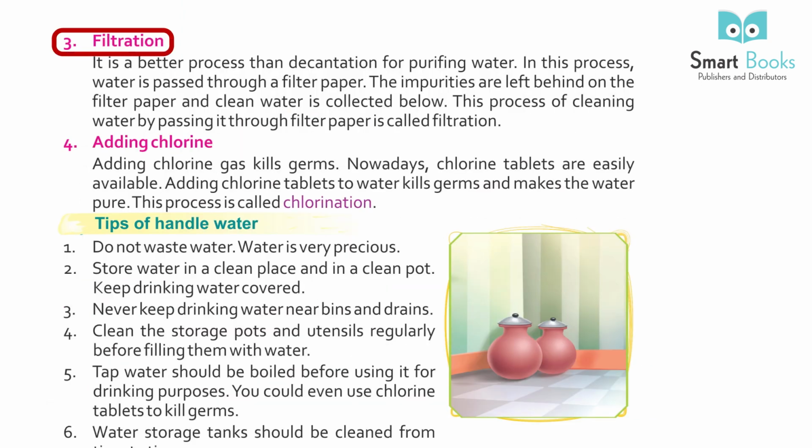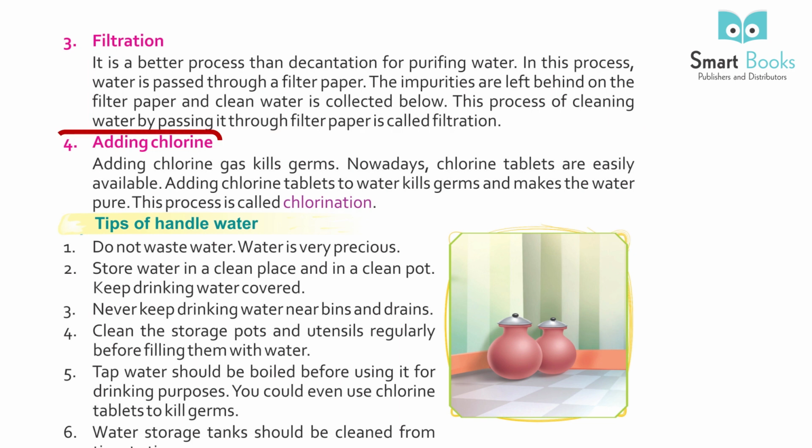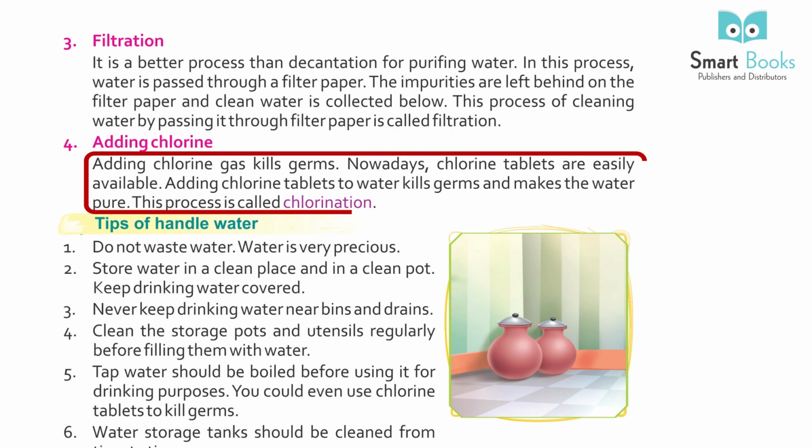3. Filtration. It is a better process than decantation for purifying water. In this process, water is passed through a filter paper. The impurities are left behind on the filter paper and clean water is collected below. This process of cleaning water by passing it through filter paper is called filtration. 4. Adding chlorine. Adding chlorine gas kills germs. Nowadays, chlorine tablets are usually available. Adding a tablet to water kills germs and makes the water pure. This process is called chlorination.